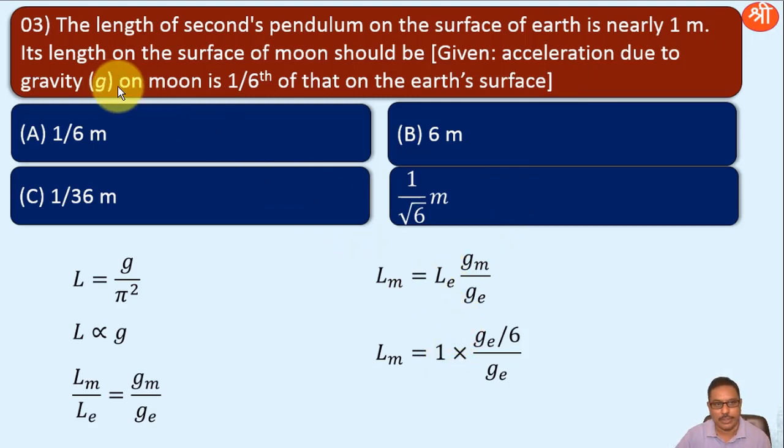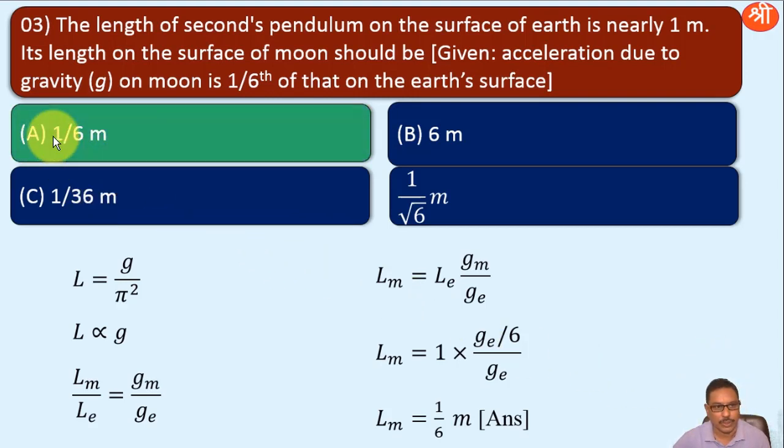Also, it is given that acceleration due to gravity on Moon is 1/6 times acceleration due to gravity on Earth. Gm equal to Ge/6, or 1/6 times Ge. Here this Ge will get cancelled and we get Lm equal to 1/6 meter. So length of seconds pendulum on the surface of Moon will be 1/6 meter, and the answer is 1/6 meter. So where is 1/6? This is option A. So in this case the correct option is A.